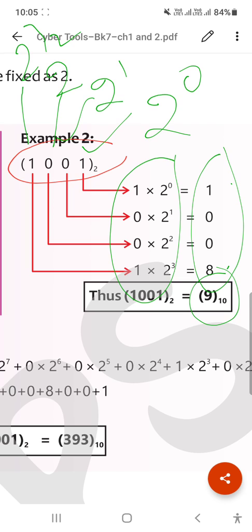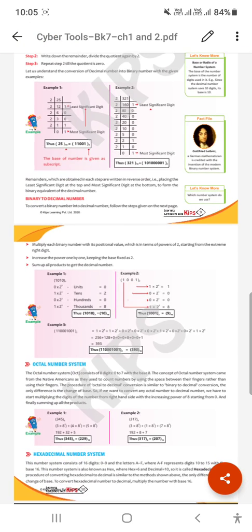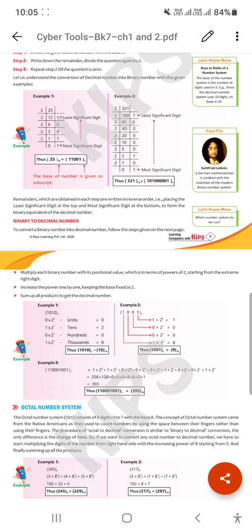So students, in this video we have learned about binary conversion, binary to decimal and decimal to binary, right? In the next video we will learn about conversion of other number systems.